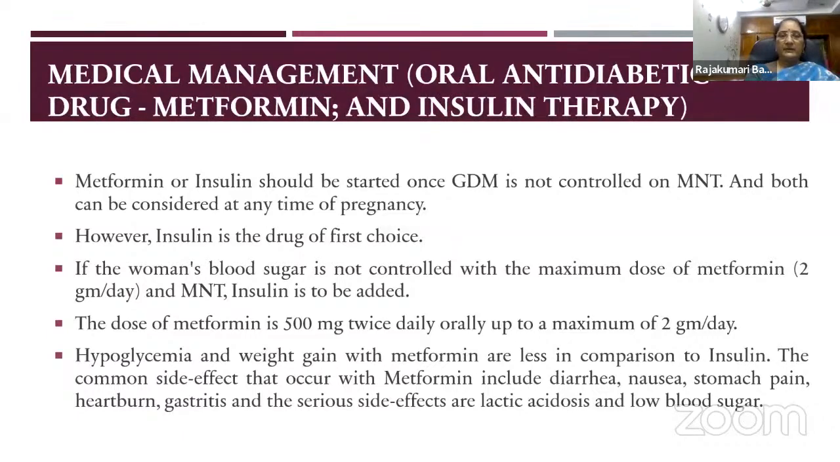Hypoglycemia and weight gain with metformin are less in comparison to insulin. The common side effects of metformin include diarrhea, nausea, stomach pain, heartburn, gastritis, and serious side effects are lactic acidosis and low blood sugar. The dose of metformin is 500 mg initially, then later increased depending on the glucose levels. In the initial days, when metformin studies were not well established, we used to give insulin as the first drug of choice. Nowadays, we are using metformin.